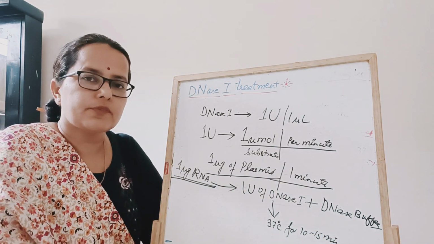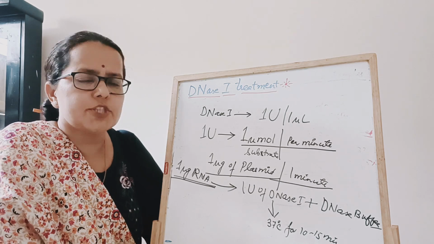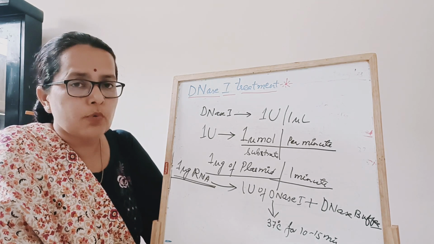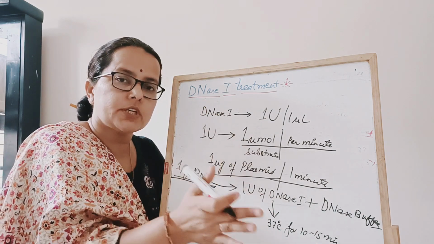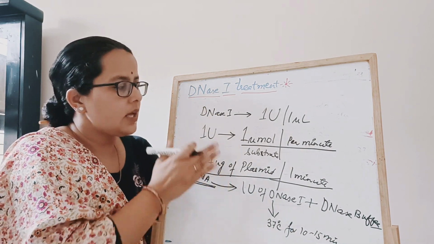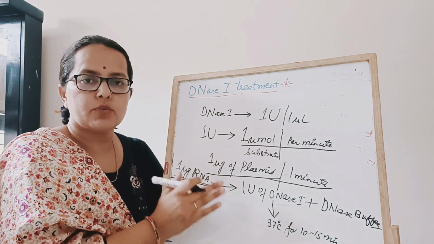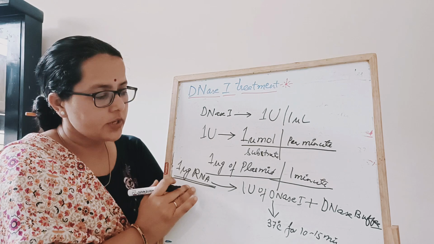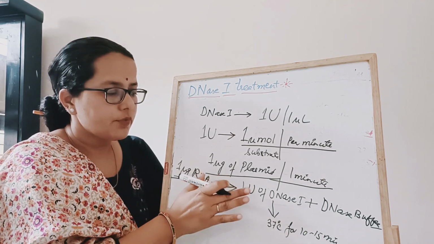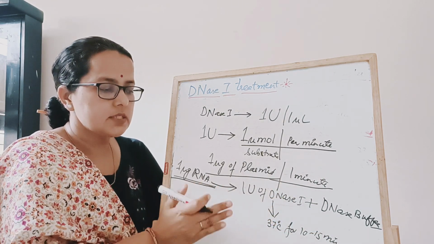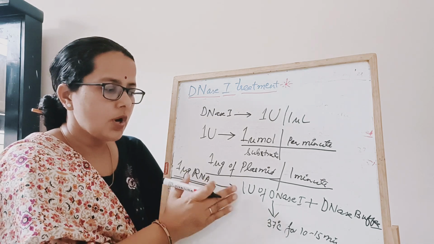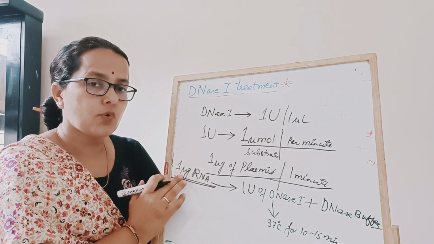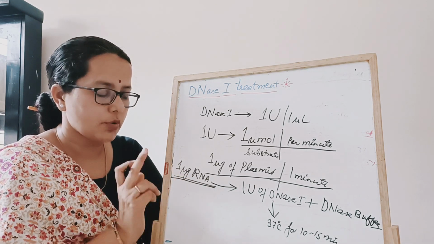Why are we giving 10 to 15 minutes? Because we want to give sufficient time to degrade your DNA as a contaminant. You have to remove the DNA, so you have to give sufficient time so that DNase will degrade all DNA molecules present in your eluted RNA. So you have to give 10 to 15 minutes at 37 degrees. Now you have given sufficient time to degrade the DNA from the RNA molecule, and the amount of RNA you have used is 1 microgram.